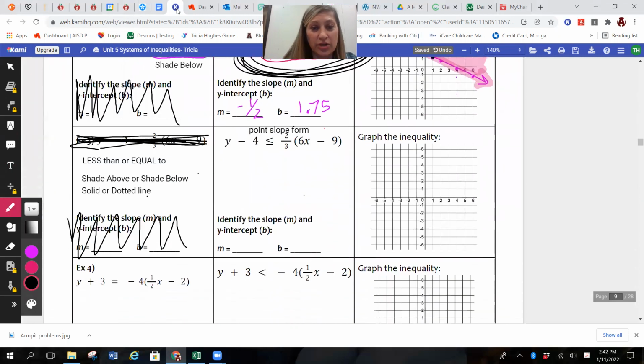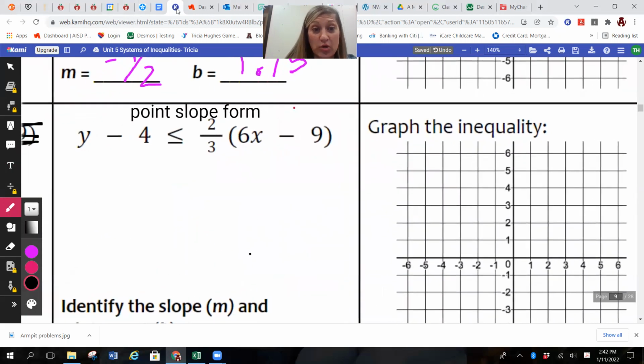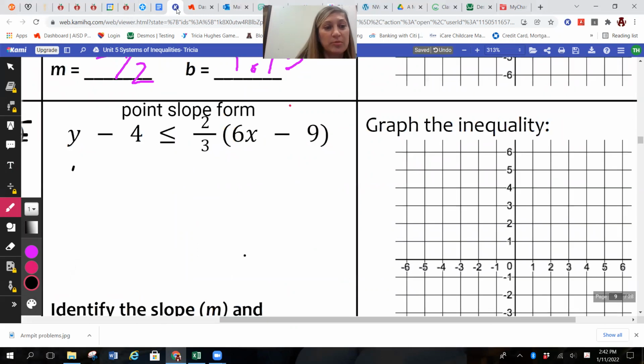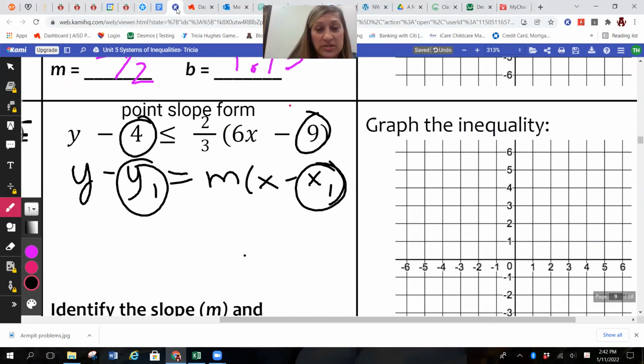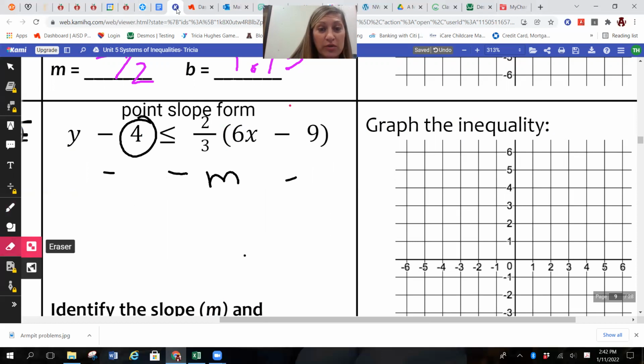All right, let's take a look at an equation that's in point slope form. Point slope form, don't write this down, is y minus y1 equals m times x minus x1. Okay, notice in this question, this represents this number and this represents this number. They gave you an m, which is 2/3. They gave you a 6x for the x, and they gave you a y for the y. All right, so I'm just showing you that this is in point slope form.